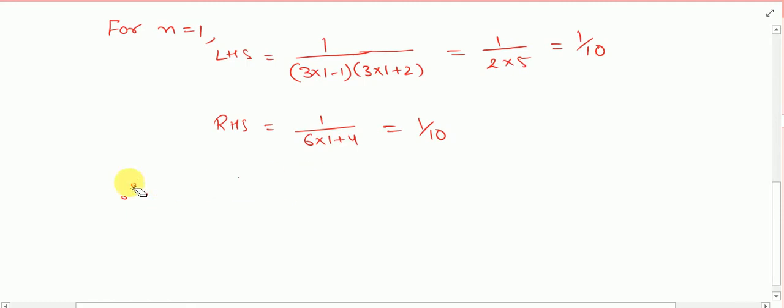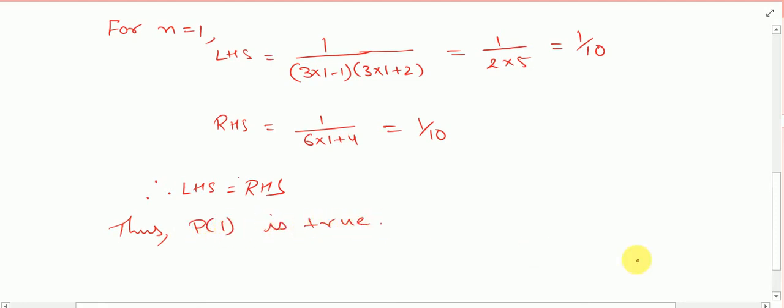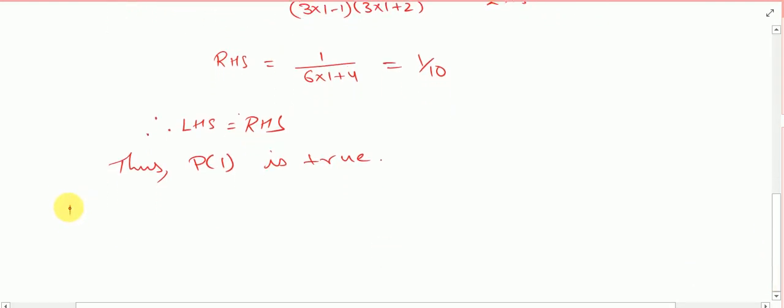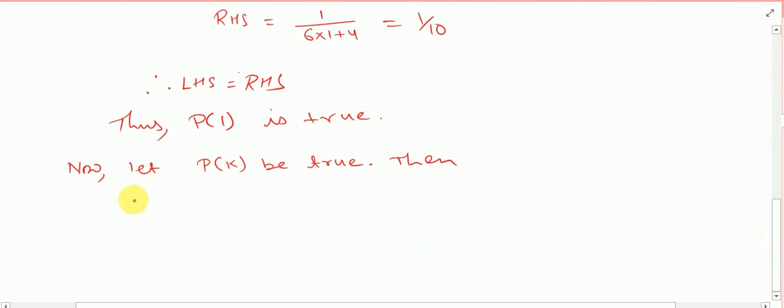Firstly you will write, therefore LHS equal to RHS, thus P1 is true. Okay, now we will assume that PK is true, so we will write: now let PK be true. So when I say PK is true, then we will have this.